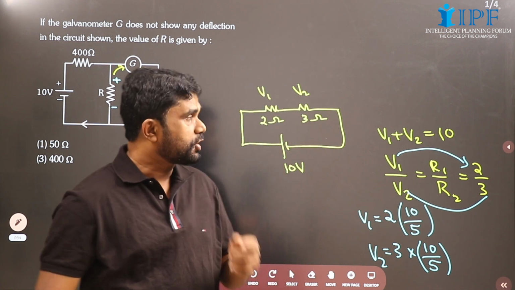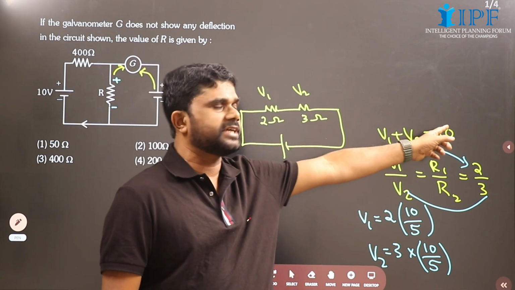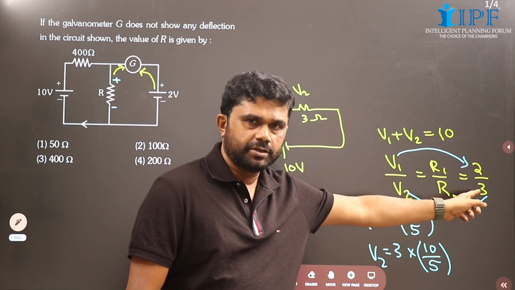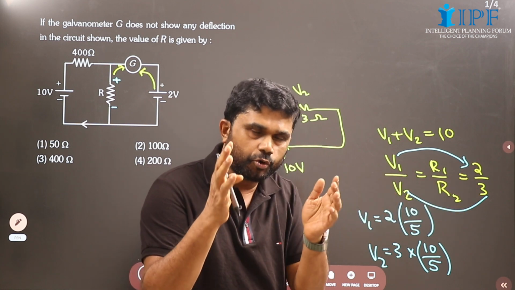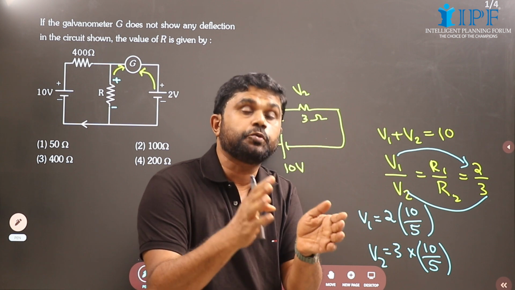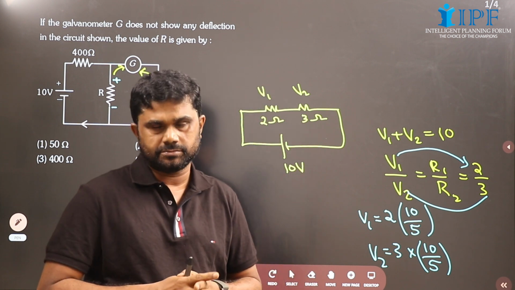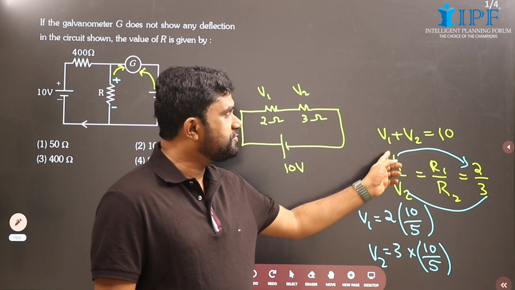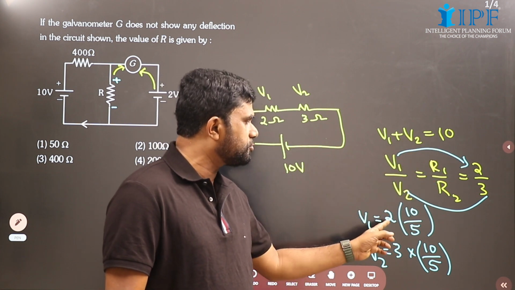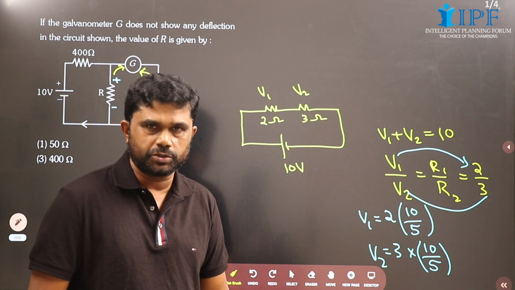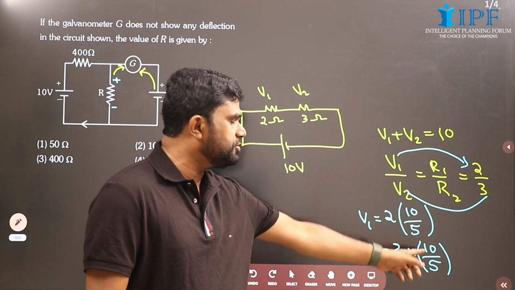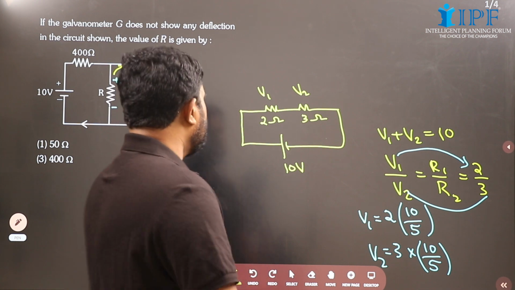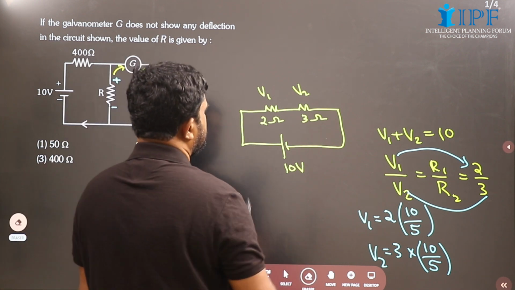See, total voltage V1 plus V2 is 10. That is to be divided in the ratio 2:3. Then you have to divide that total 10 volt into 2 plus 3, 5 equal parts, so that each part will be 10 by 5, of which V1 will be 2 parts. So V1 equal to 2 into 10 by 5, that is 4 volt, and V2 will be 3 into 10 by 5, that is equal to 6 volt. Okay, now see, same thing.